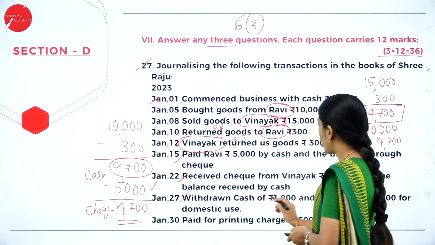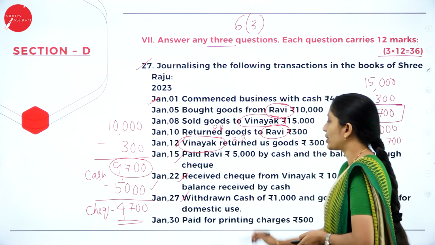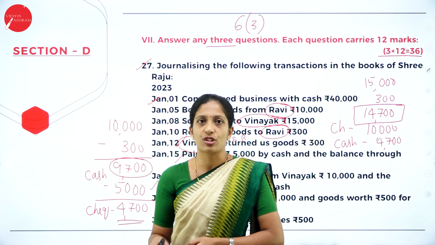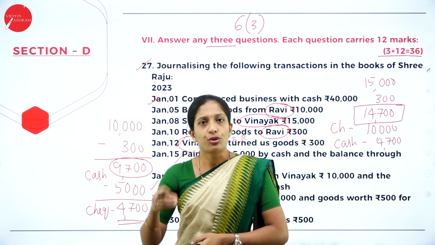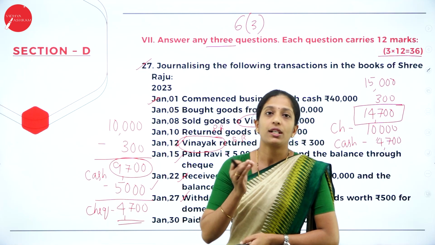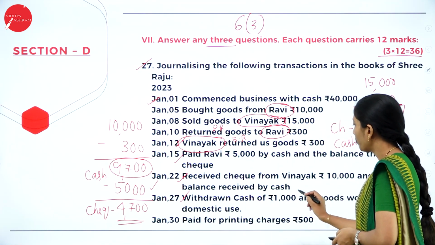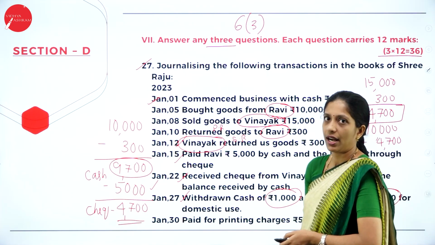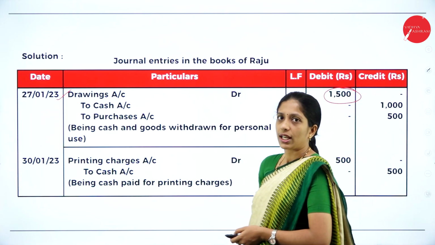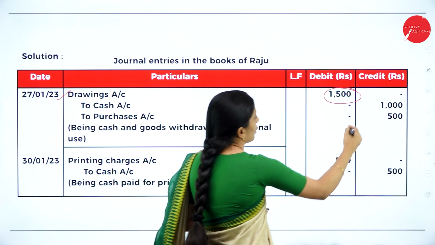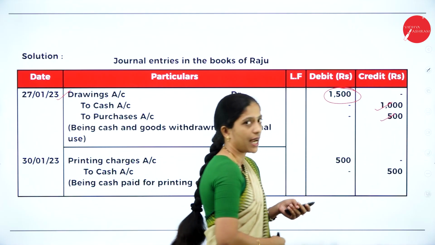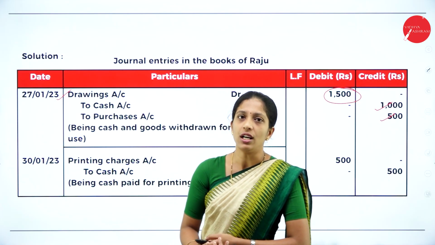Next is the 27th one, withdrawn cash of rupees 1,000 and goods worth rupees 500 for domestic use. Domestic use means personal use. They have withdrawn cash as well as goods. So what is your entry? Drawings account debit to cash account, to goods account or to purchases account. Here goods have been withdrawn, so you will transfer to purchases account. Your entry will be 27th, drawings account debit 1,500, to cash account 1,000 for cash withdrawn, and to purchases account 500 for goods withdrawn. Narration being cash and goods withdrawn for domestic use.